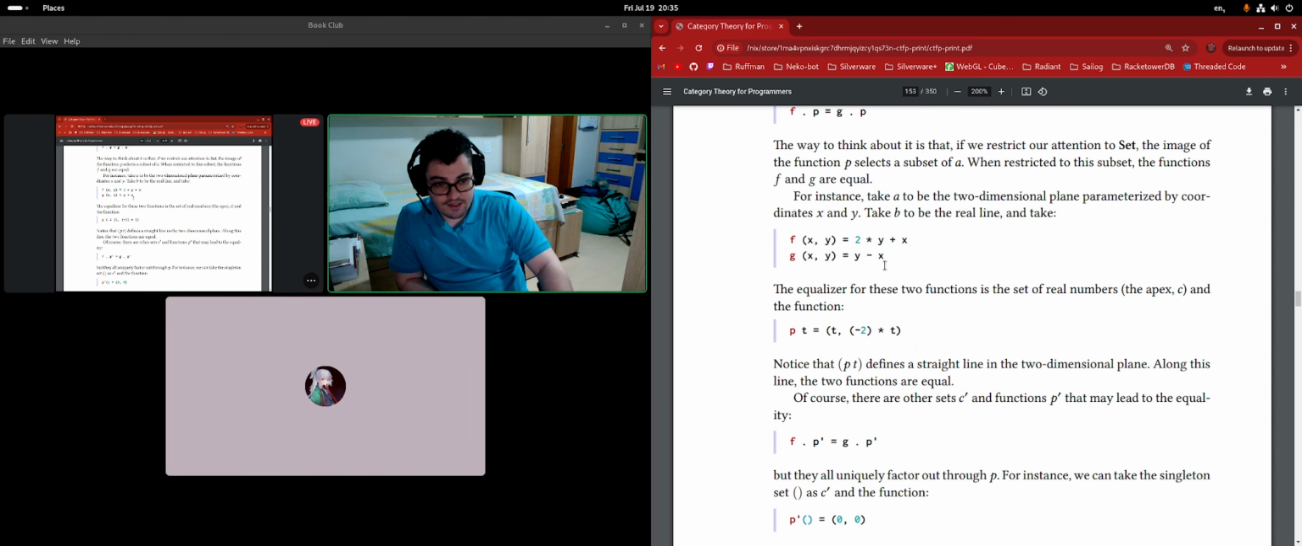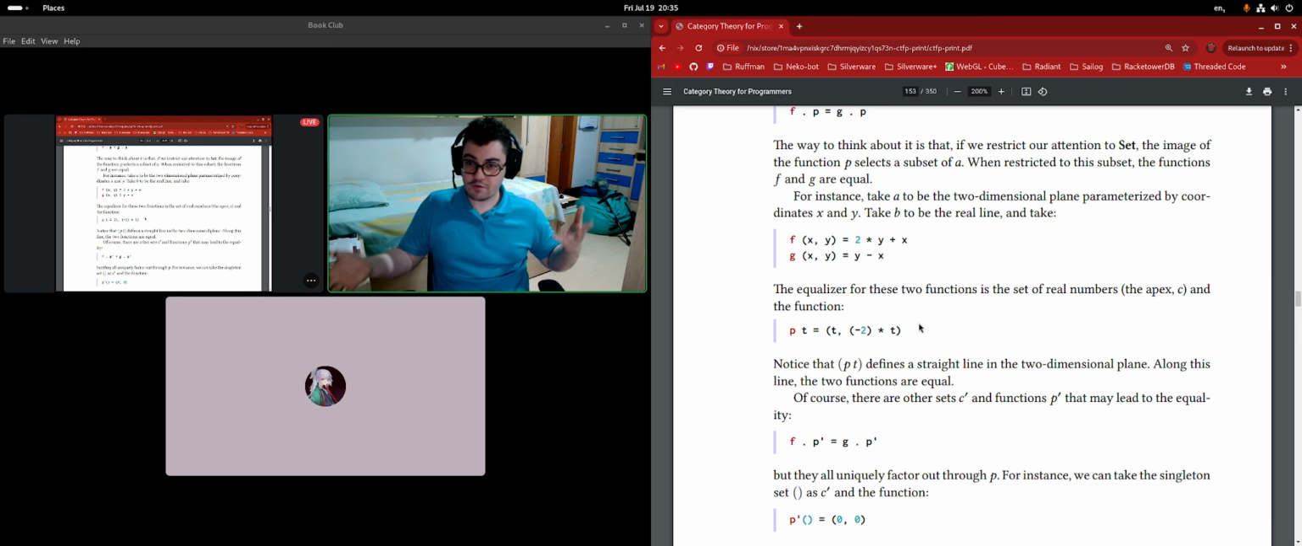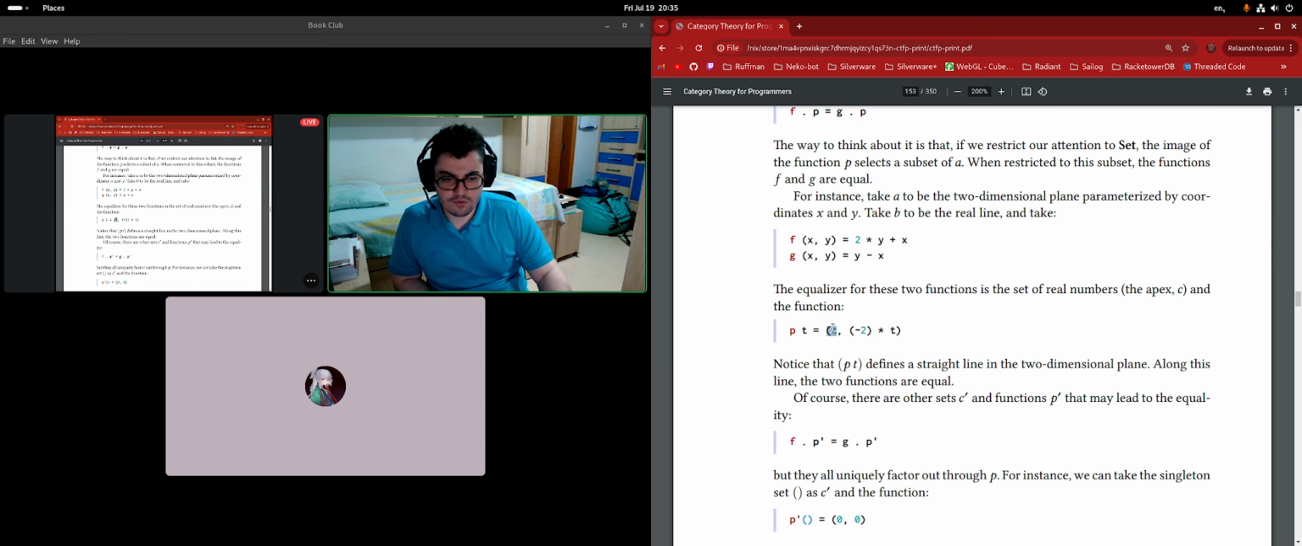So if you pick this and put it equal to this, you're going to see that y is equal to minus 2x. Then you just relabel x to t, and then it's going to be an f of x equals x. But we are calling it p here, and we also return x for some random reason. Then that's going to be the image. Notice that p of t defines a straight line in the two-dimensional plane. Along this line, the two functions are equal.